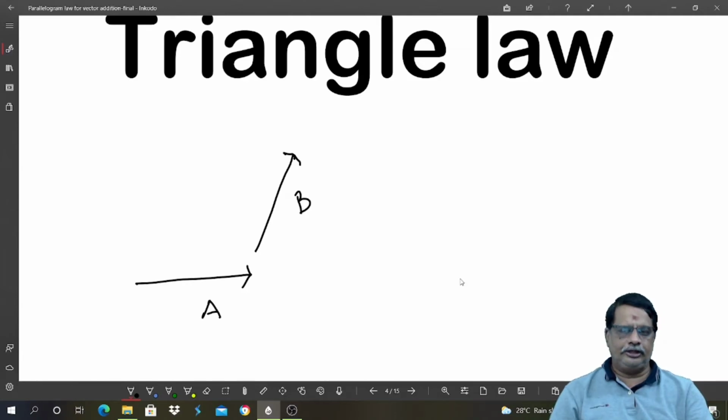We will take one vector, say B, and place it over A, or we will take vector A and place it over B. Either way it can be done. So take the vector A and place it over B in such a way that the tail of A coincides with the tip of B.